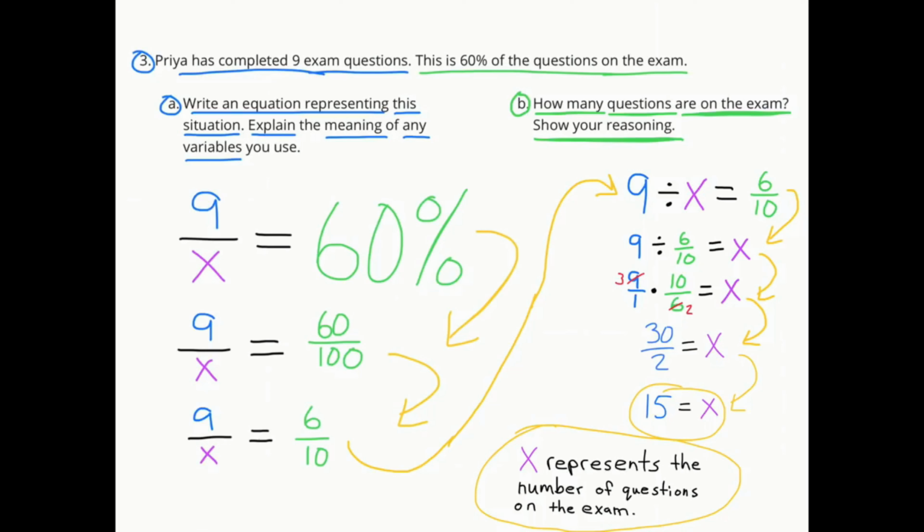9 divided by 6/10 can be done by multiplying by the reciprocal of 6/10, which is 10/6. So 9 times 10/6 equals x. And 9 times 10/6 equals 30/2, or 15. And again, x equals 15. And x represents the number of questions on the exam.